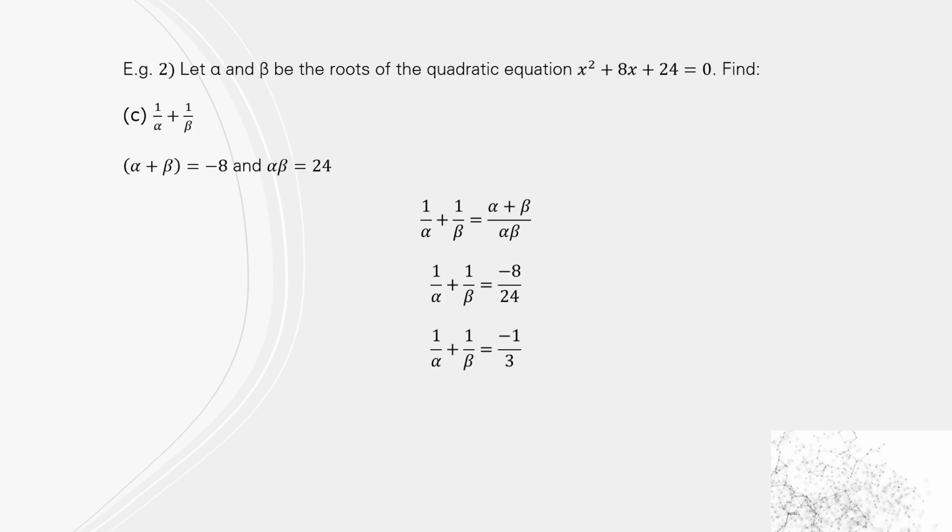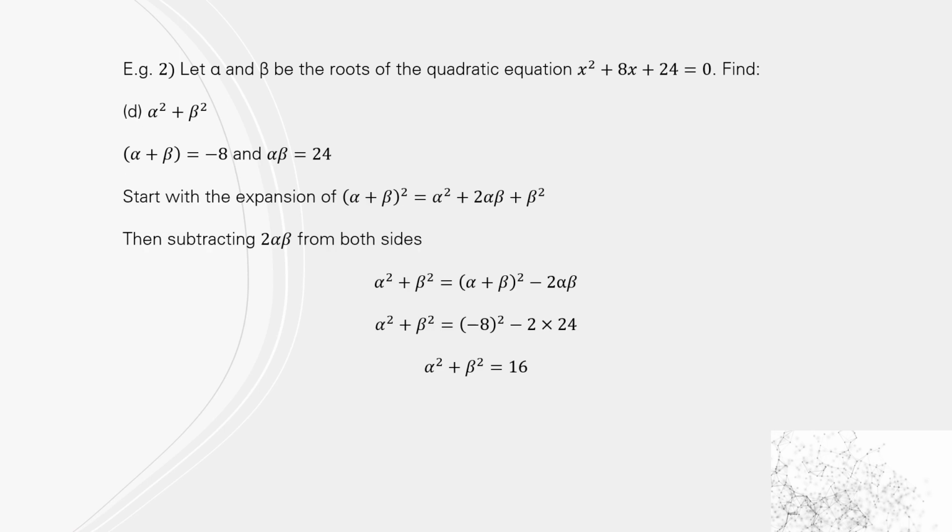1 on alpha plus 1 on beta. Well, we also know that in part A we found what alpha plus beta was, and in part B we found what alpha beta was. So if we get a common denominator, 1 on alpha plus 1 on beta gives us alpha plus beta on the top of alpha beta. That changes to minus 8 on 24, or minus a third.